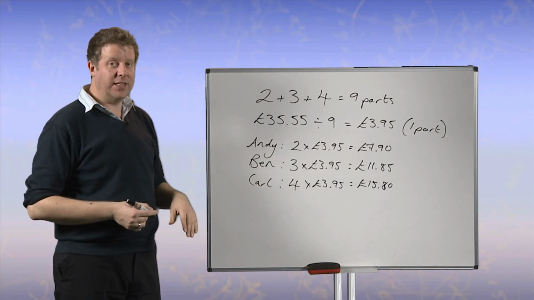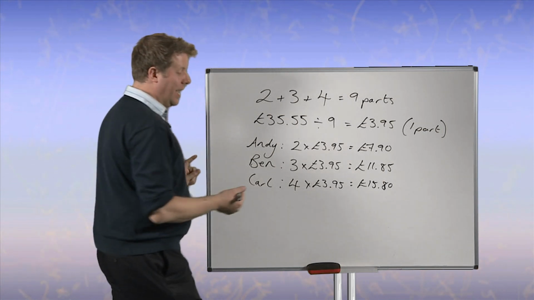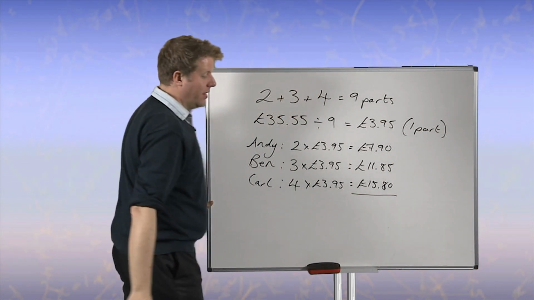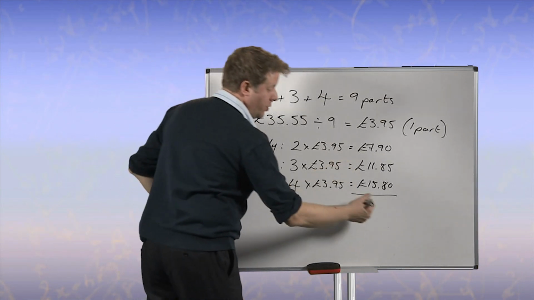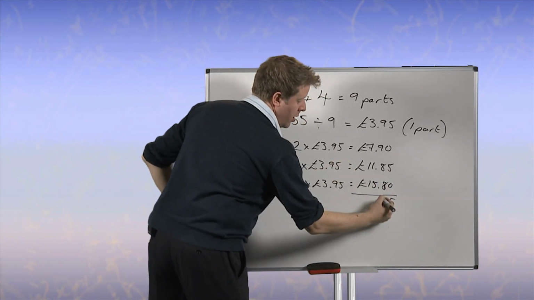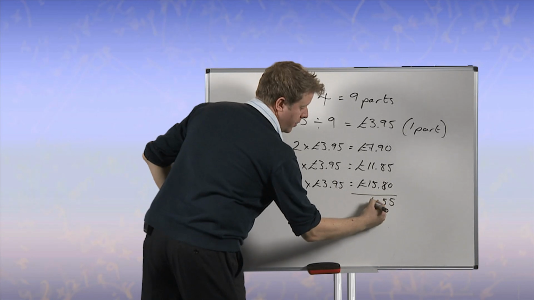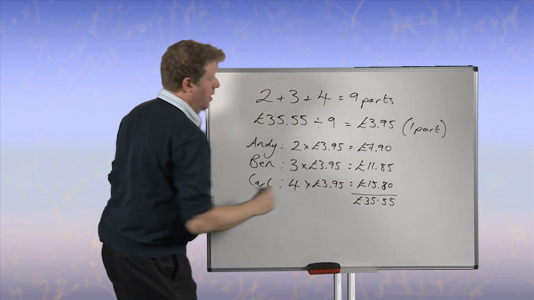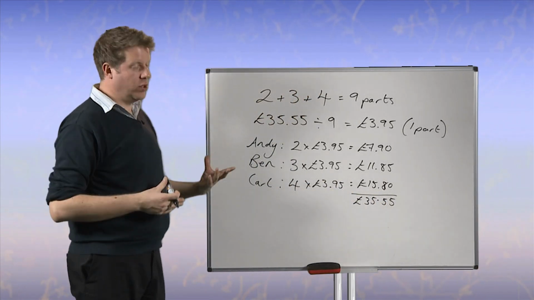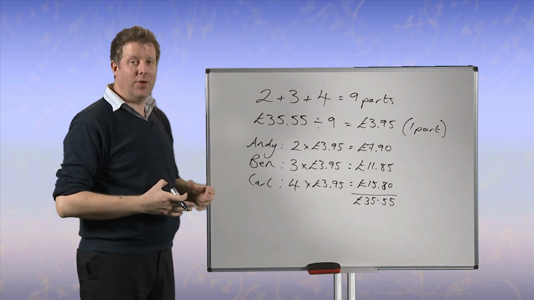The way of checking to see if you've done it correctly, of course, is to add these amounts together and ensure, as you do, that you get £35.55 as your total amount. So we know we've broken it down correctly.